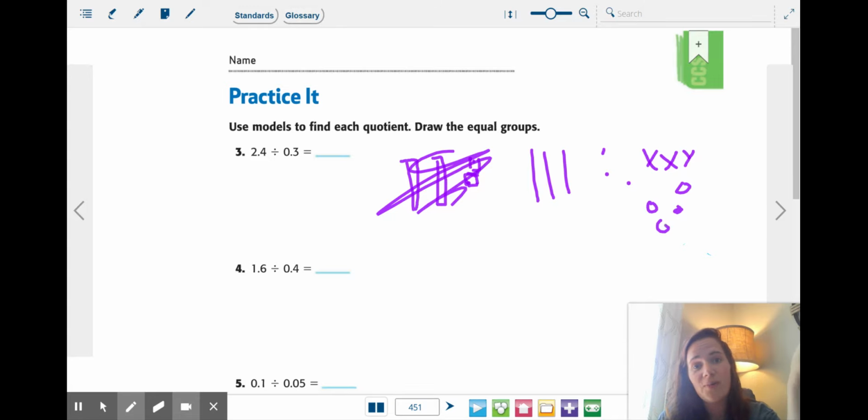And remember, there's 2 different ways you could do this. You could represent the 2 and 4 tenths and then group your 3 tenths directly on there, or you could turn your 2 and 4 tenths into tenths like this and then circle or make really the groups of 3 tenths, okay? Either way works for us.